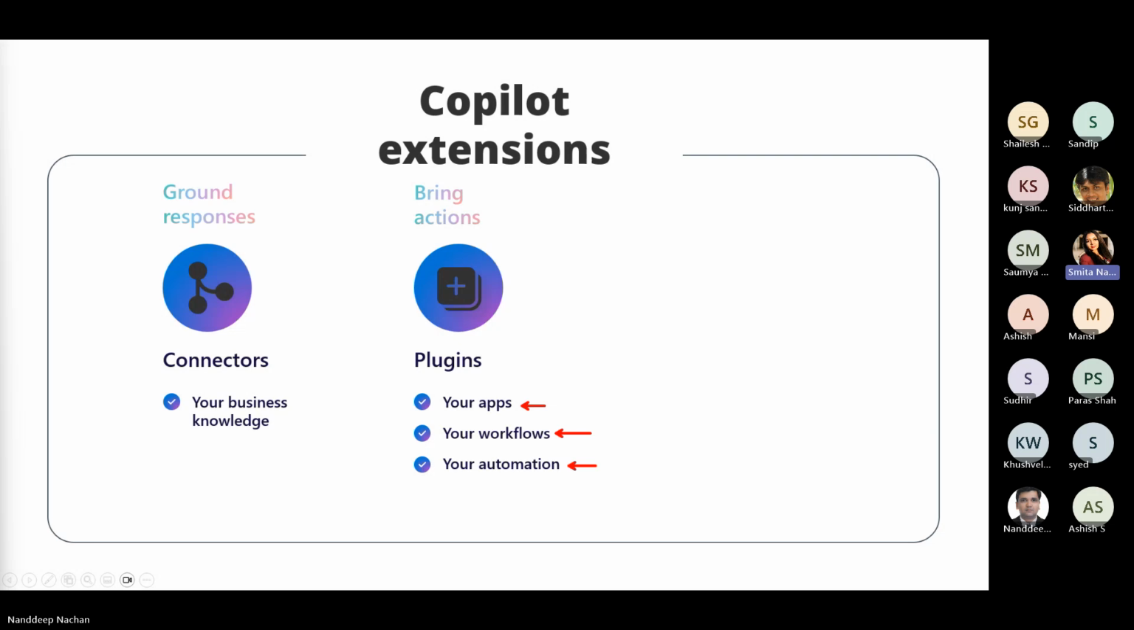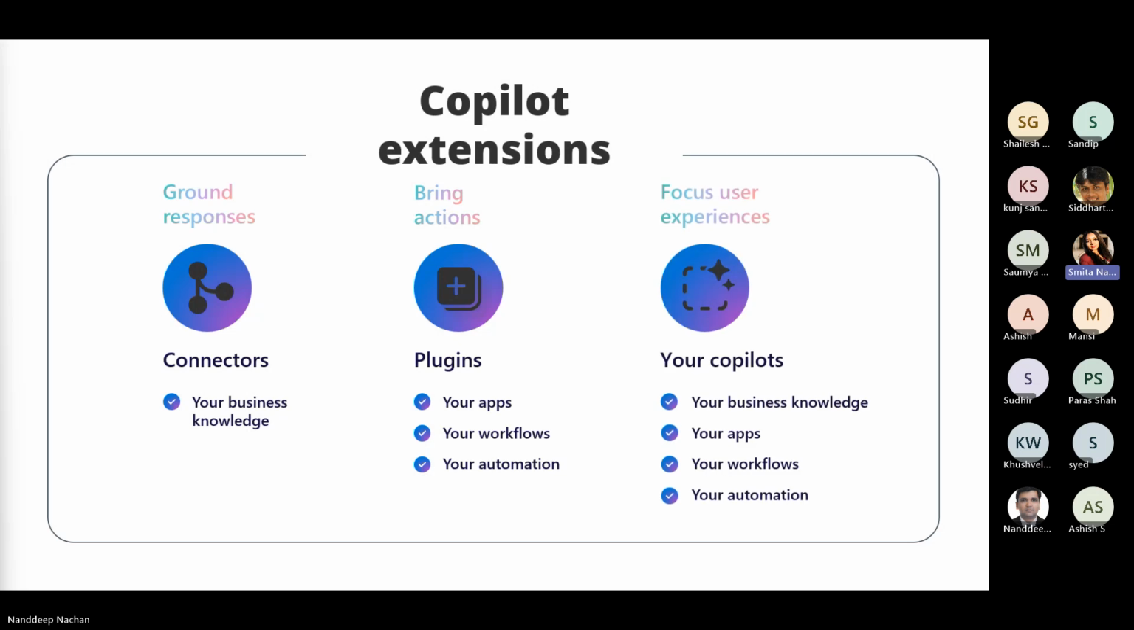And the employee use case over here, for example, a sales team could use a plugin to trigger a workflow that pulls the customer information from the CRM, drafts an email response, and logs the interaction automatically. Thus, it helps us to reduce the manual work as well. Okay. The last one is our Copilot focusing on the user experiences.